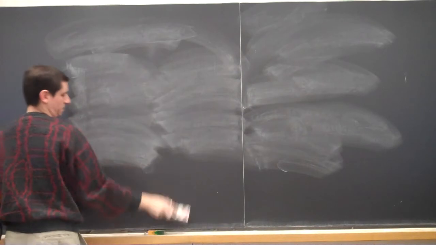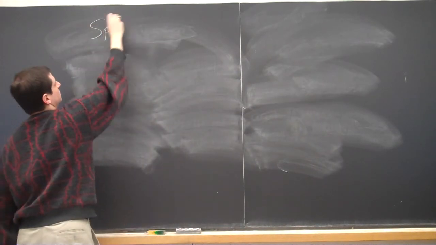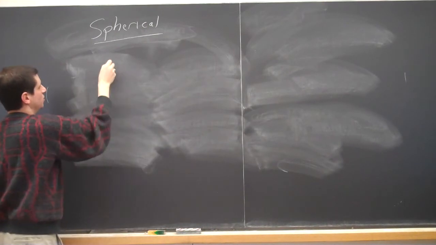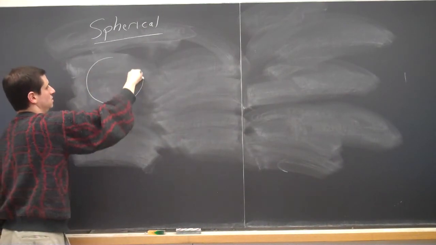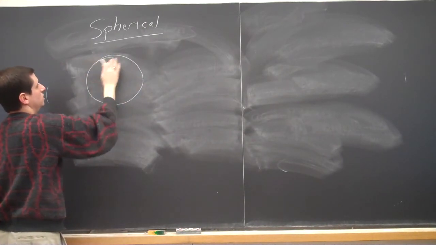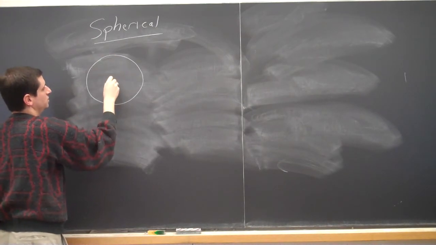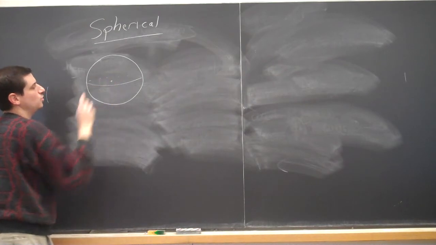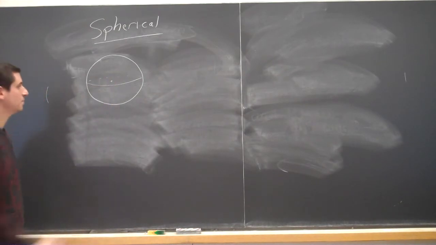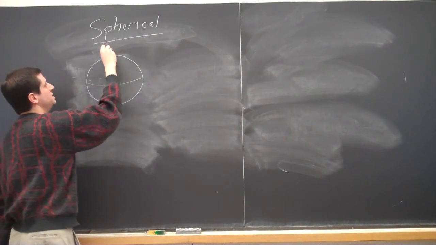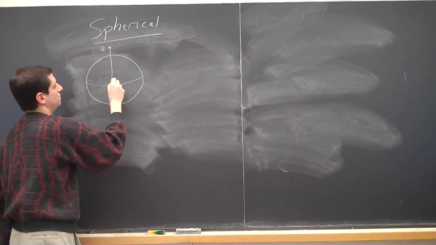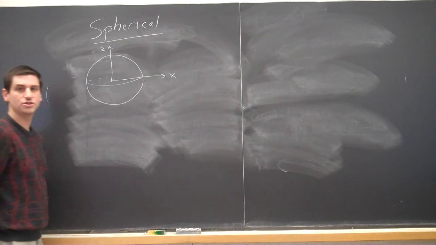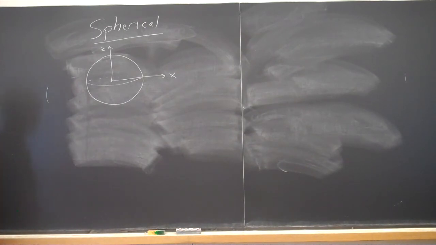Alright, coordinate systems. So let's do the last one. The last one is spherical. So spherical is the more interesting one. I'm trying to draw a circle here. There's the equator, and there's my origin. Here's my z-axis coming straight up. Here's my x-axis going this way. My y-axis is going perpendicularly like that. Okay?